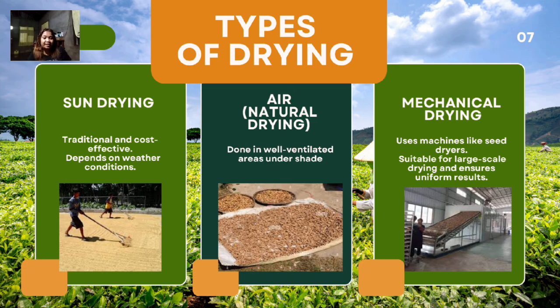So what are the types of drying? First, we have sun drying. It is the traditional way, it is cost effective, and it depends on the weather conditions. It uses the direct heat of the sun on the seeds. Next is air or natural drying, which is done in well-ventilated areas under shade. Lastly, we have mechanical drying. In this type, we use machines like seed dryers, and it is suitable for large scales.